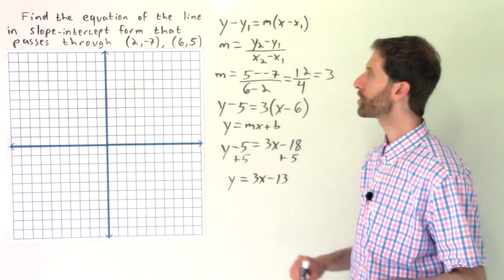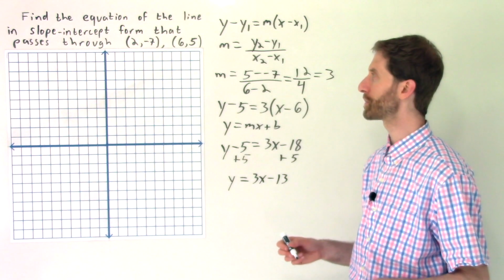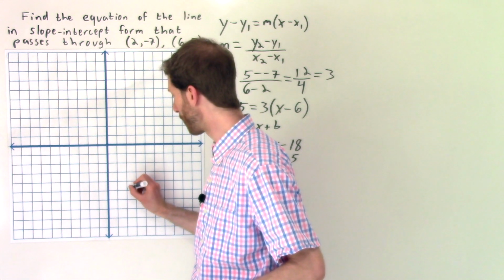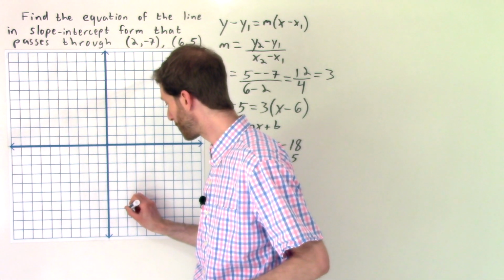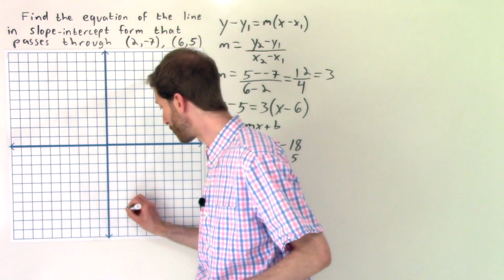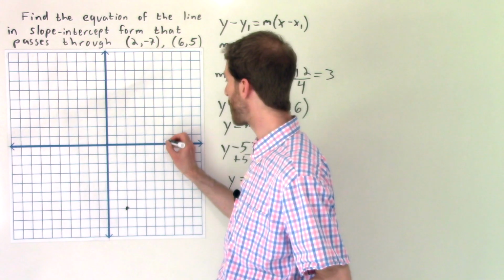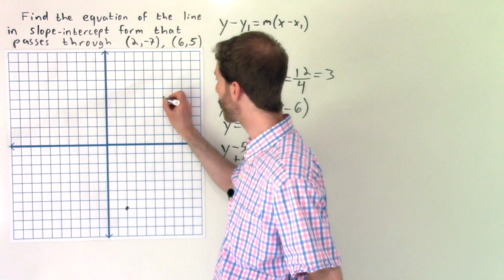So let's see where these points are on the graph just to make sure that this makes sense. (2, -7) is 1, 2, 3, 4, 5, 6, 7 down here. Let me make that nice and bold for you to see that. And then (6, 5): 1, 2, 3, 4, 5, 6. Up, 1, 2, 3, 4, 5. Oh yeah.